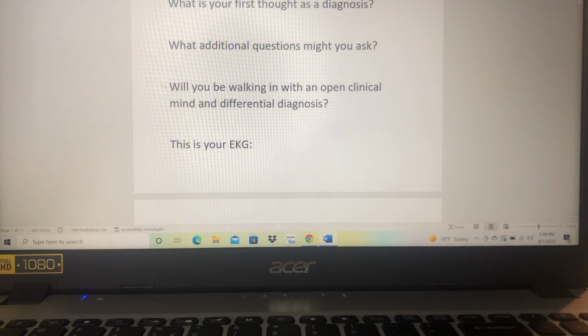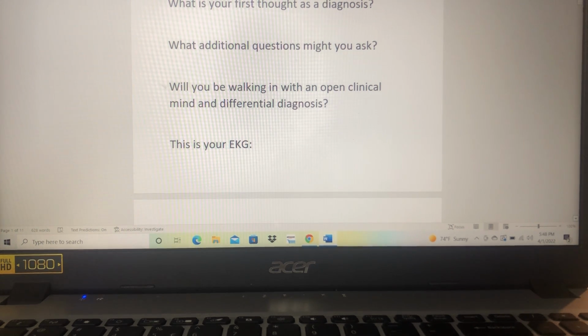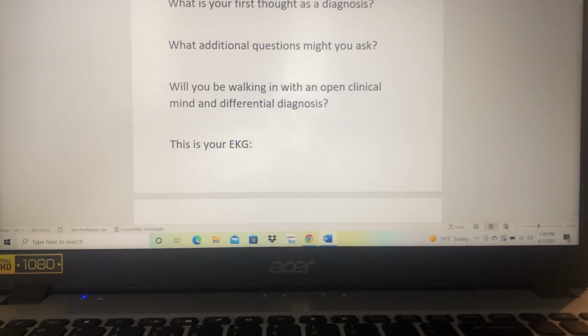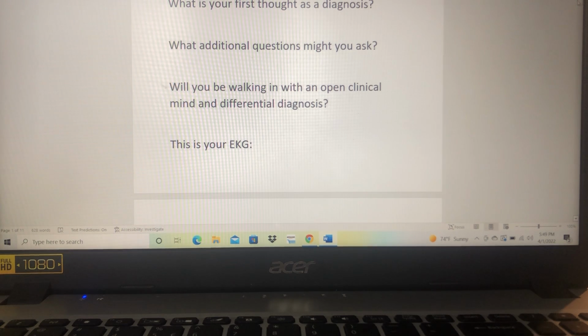So, are you going to have lizard brain, or are you going to come in with an open clinical mind and a differential diagnosis? What would be your differential diagnosis? Pleurisy, maybe pneumonia, angina, he's depressed again. Is PE even on your clinical thought process?